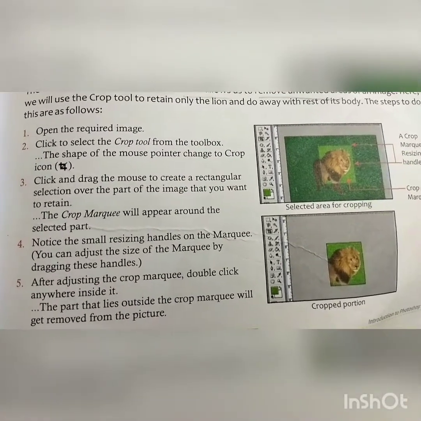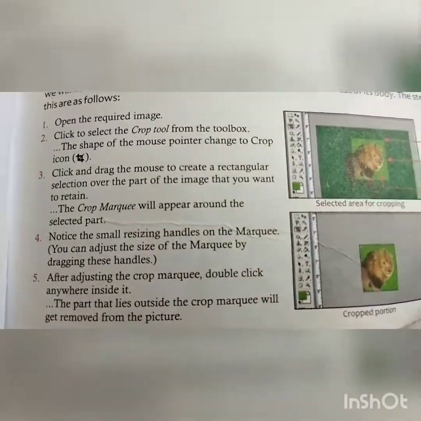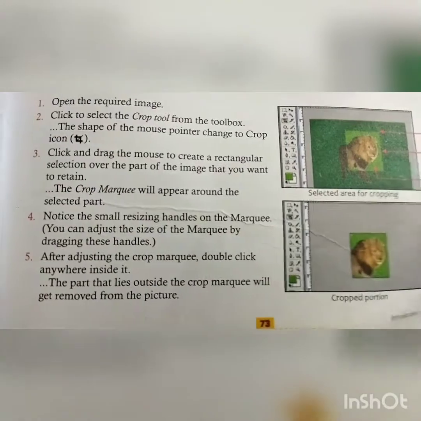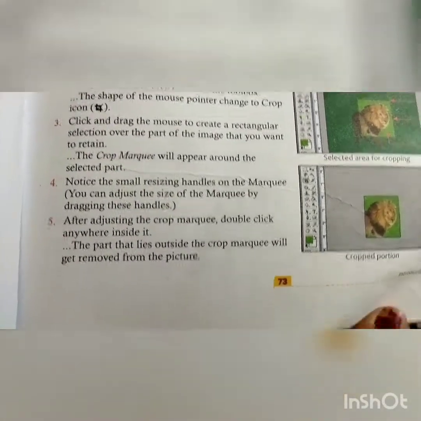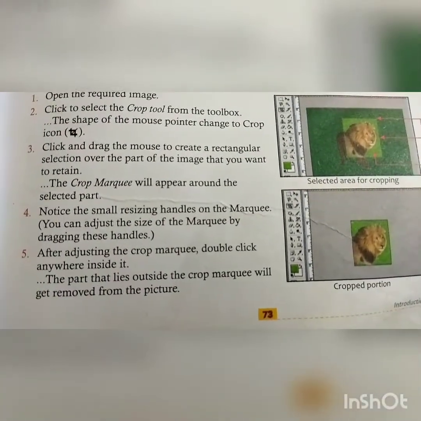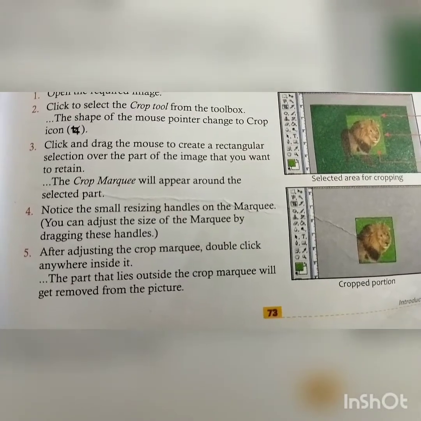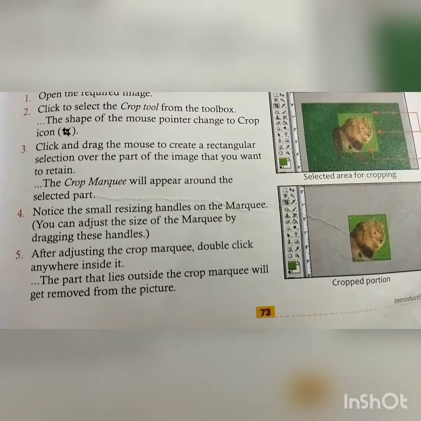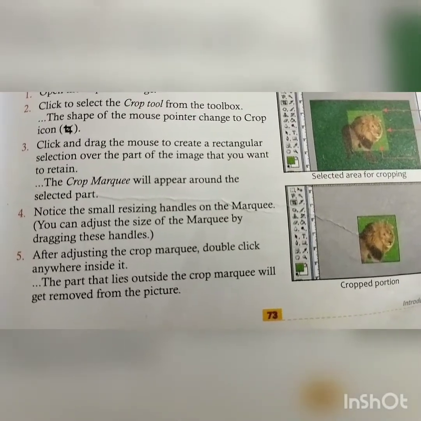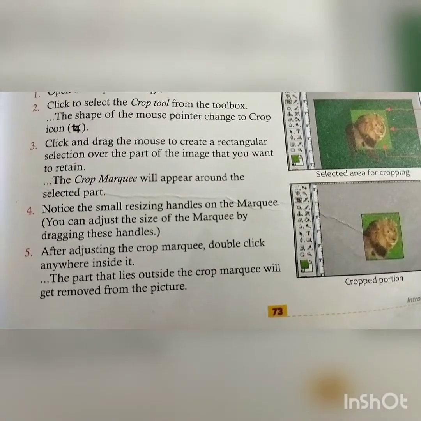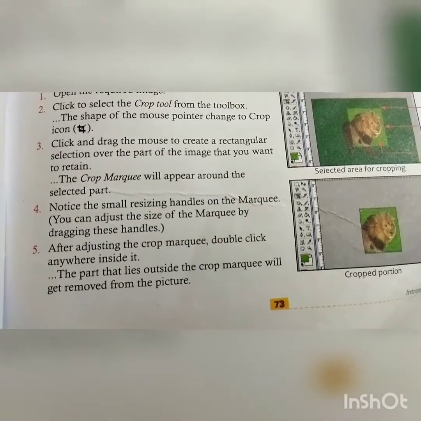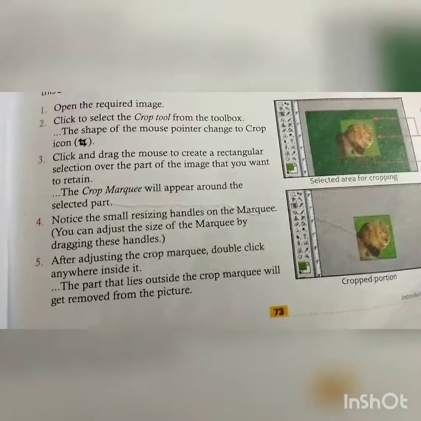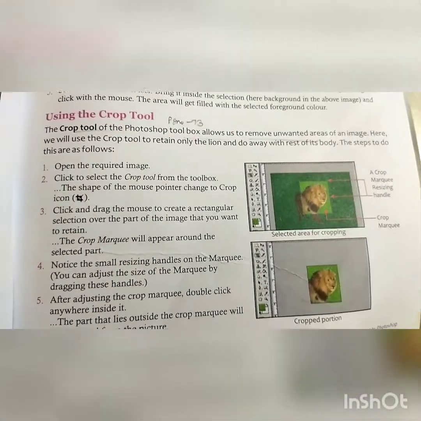Then click and drag the mouse to create a rectangular selection over the part of the image that you want to retain. The crop marquee will appear around the selected part. Notice the small resizing handles on the marquee. You can adjust the size of the marquee by dragging these handles. After adjusting the crop marquee, double click anywhere inside it. The part that lies outside the crop marquee will get removed from the picture. So this is using the crop tool in Photoshop.